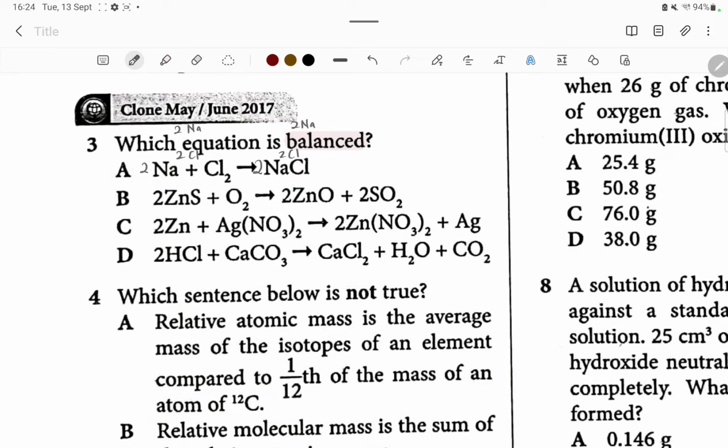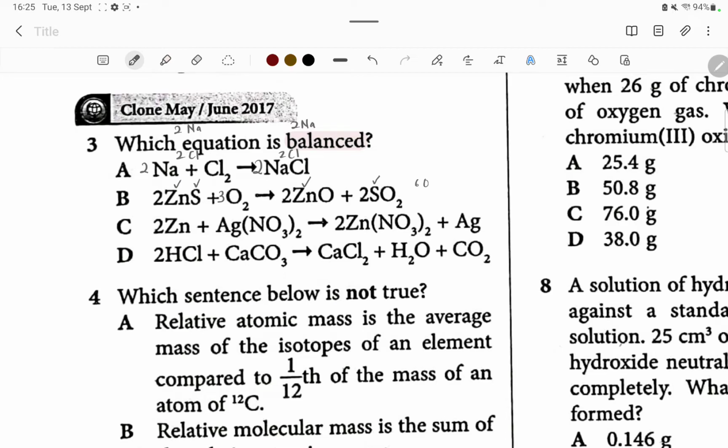Okay, let's look at B. 2Zn, 2Zn, correct. 2S, 2S, correct. 2O, here 2, and then 2 times 2, 4. In total here we have 6O. So here only got 2. So I have to multiply here by 3 to make it balance.